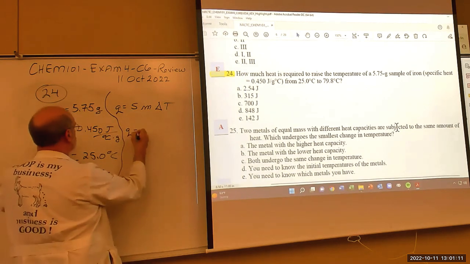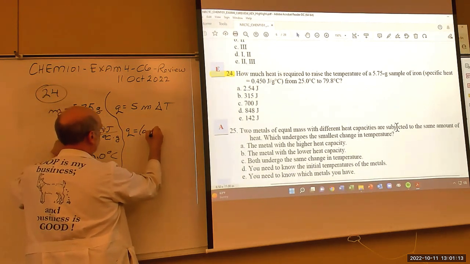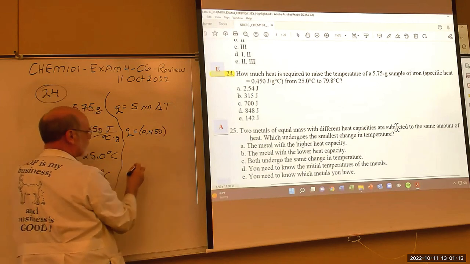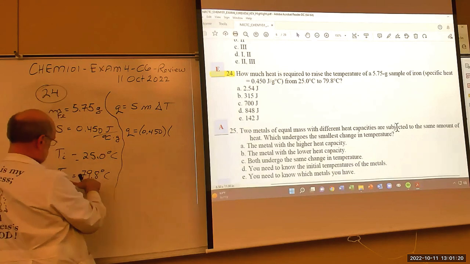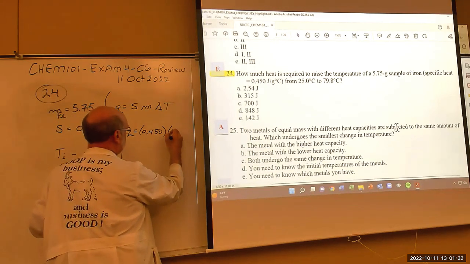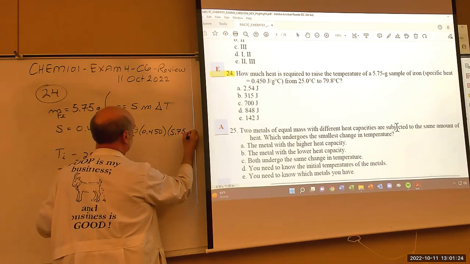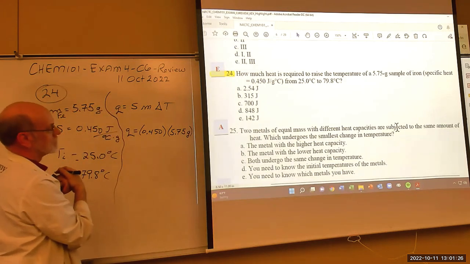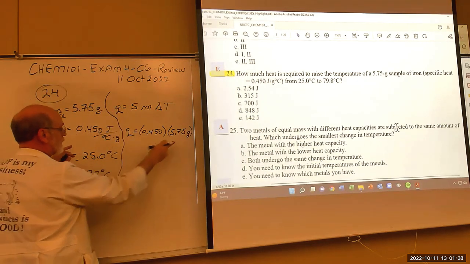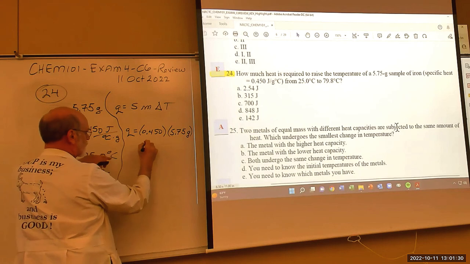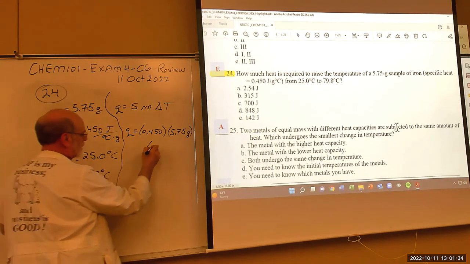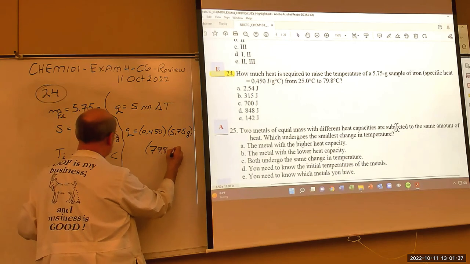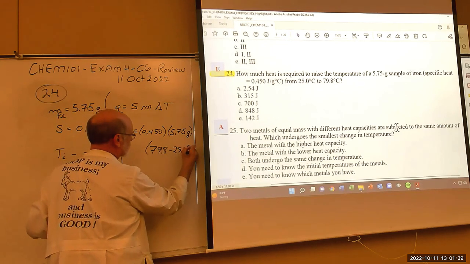Here we go. Q equals 0.450. I'm going to leave the units out because I've run out of room. The mass is 5.75 grams, right? Okay, so far so good. The grams match. Now we need temperature. Final minus initial. 79.8 minus 25.0 degrees C.